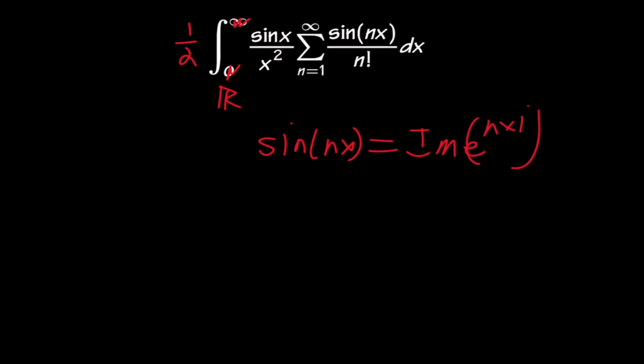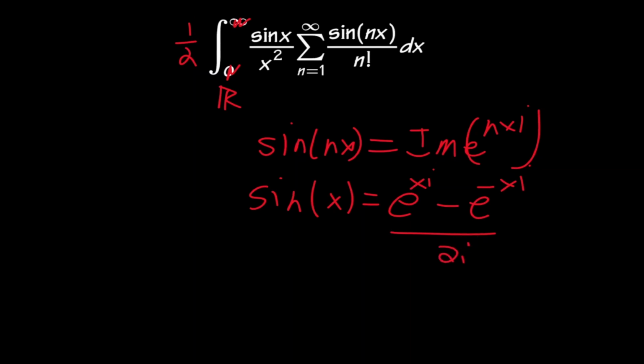And the second thing we can say is that sine of x just on its own, well, this right here is equal to e to the xi minus e to the minus xi, over 2i. And by Euler's identity, I do promise you this does check out.